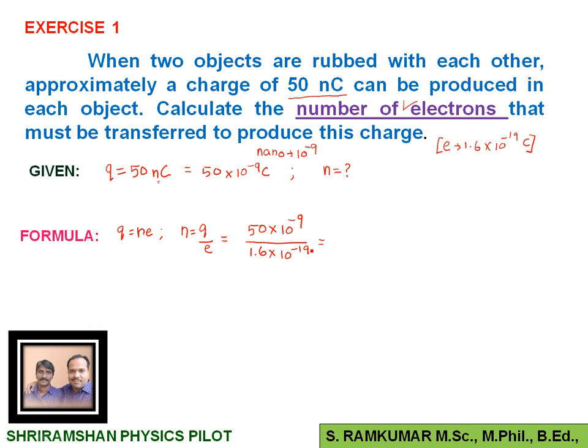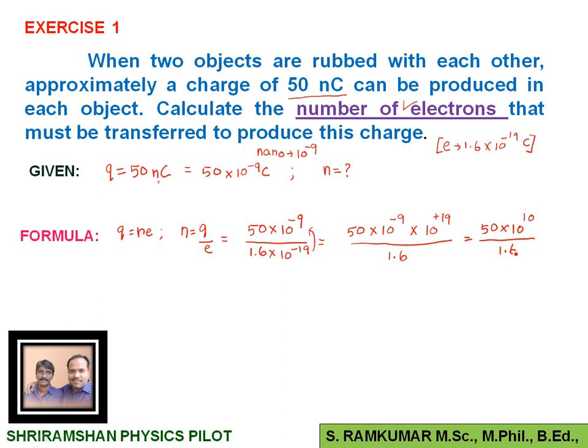So this 10 power minus 19 going to the numerator, what will you get? 50 into 10 power minus 9 into 10 power, this minus changes into a plus value. So plus 19 will be there, divided by 1.6, which will be equal to, here 10 power plus 19, here 10 power minus 9, so what will be the total? 10 power 10. So 50 into 10 power 10 divided by 1.6.